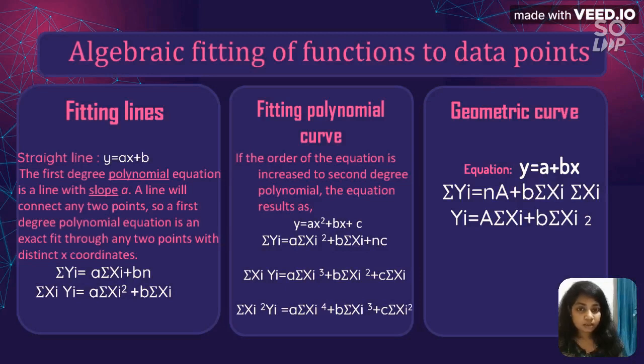Fitting of a polynomial curve: if the order of the equation is increased to a second degree polynomial, the equation results as y = ax² + bx + c, and the geometric curve is identified by the equation y = a + bx.